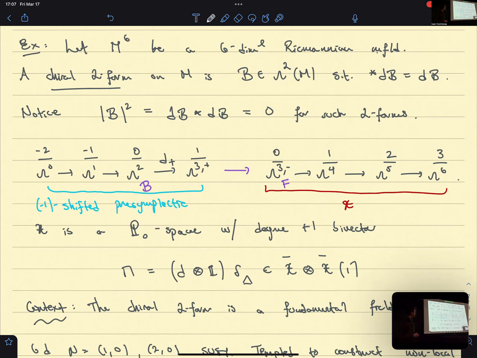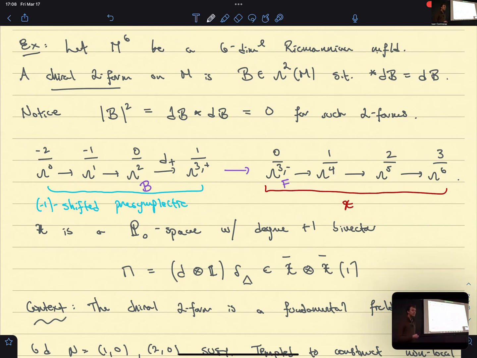And notice that if I were to attempt to write down a standard-looking action functional that you see in Yang-Mills theory, you're going to fail dramatically in this case, because the norm squared of B, and here I'm just using the L2 norm, dB wedge star dB, is just 0 for such two forms. So you fail dramatically to write down the standard action functional.